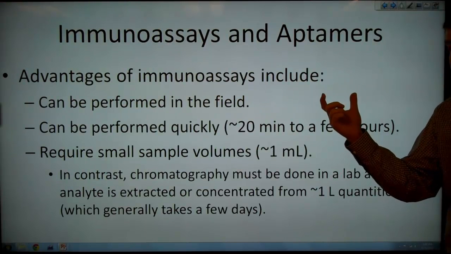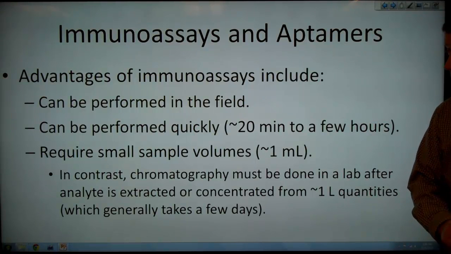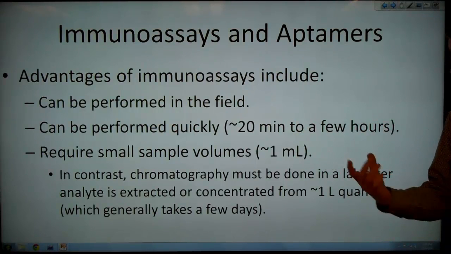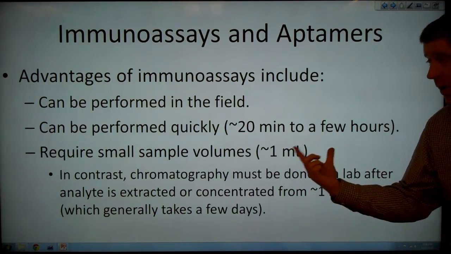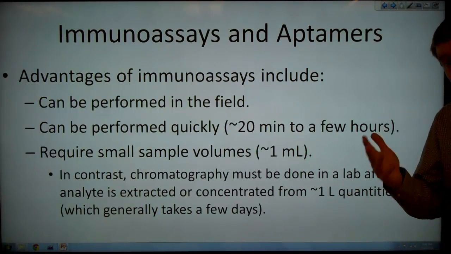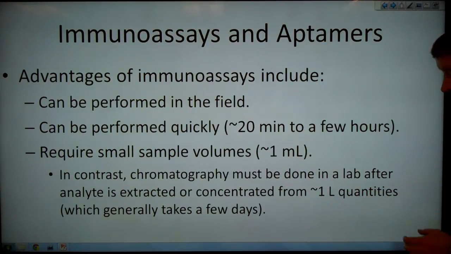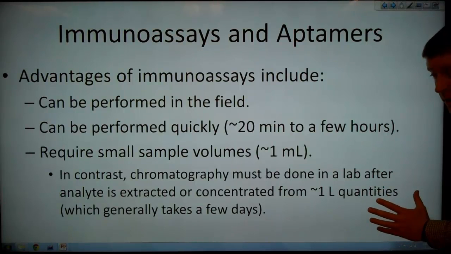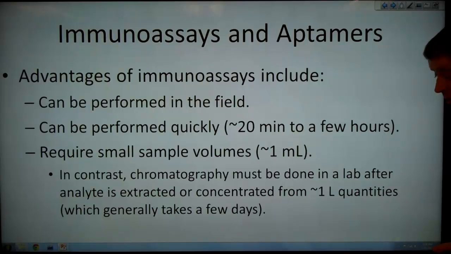Advantages of immunoassays include that they can be performed in the field. They can be performed quickly, around 20 minutes to a few hours. They require relatively small sample volumes, 1 milliliter or so is generally enough. In contrast, chromatography must be done in a lab after the analyte is extracted or concentrated from somewhere around 1 liter volume quantities, which generally takes a few days.